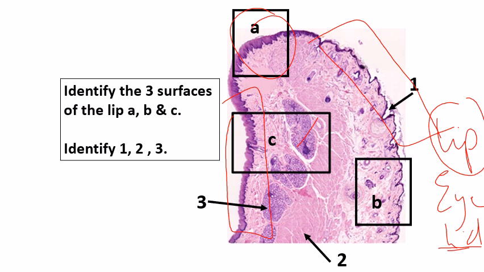Additionally, in the lid, the glands are present at the tarsus, dense connective tissue. So, dear students, identify the three surfaces. A is the red margin, B skin, C mucous membrane or the inner surface. 1, 2, 3. 1 is skin, keratinized stratified squamous epithelium. 2 is muscle, orbicularis oris muscle, which is skeletal muscle. 3 is the labial gland.